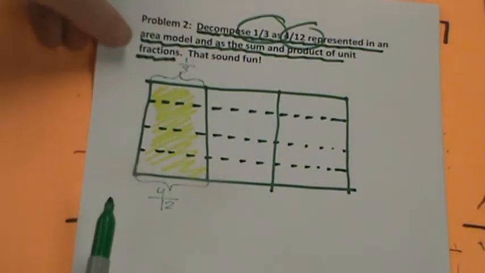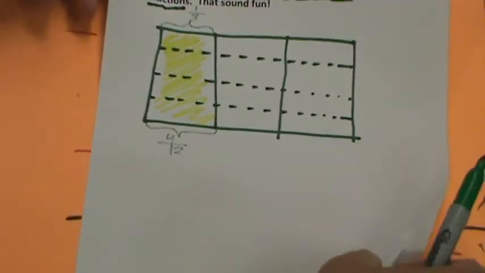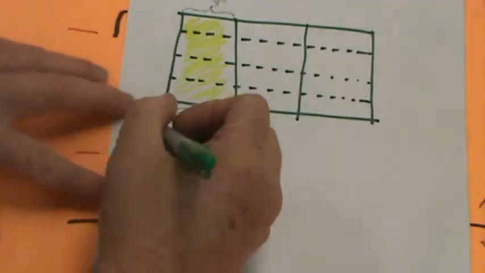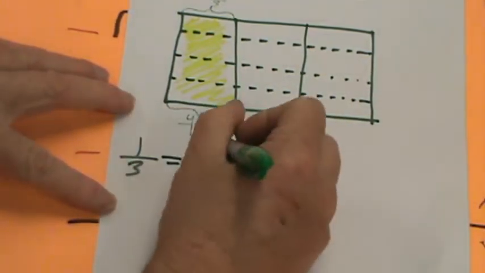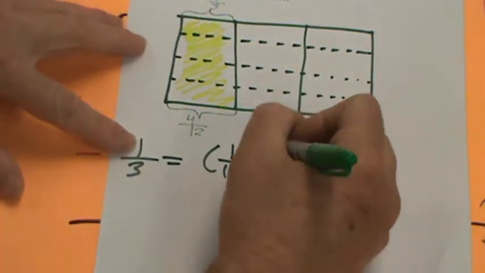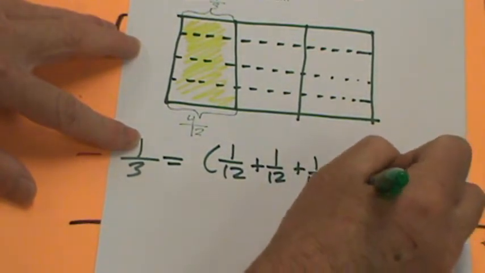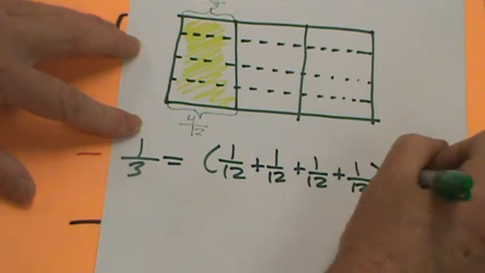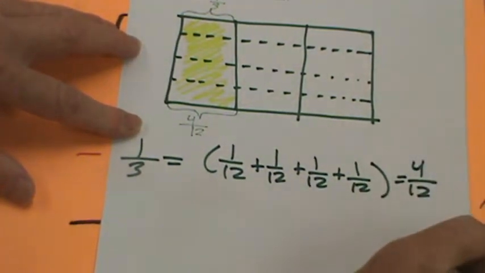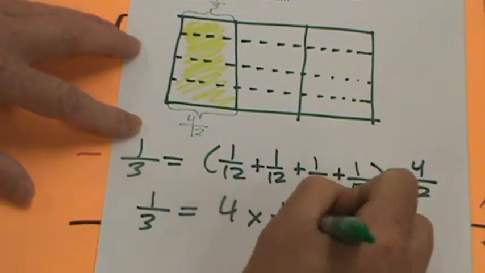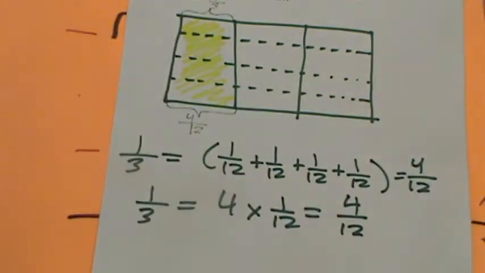So let's go ahead and decompose these and show them as a sum and product of unit fractions. So we would say that 1/3 equals 1/12, right? 1 out of 12 plus 1/12 plus 1/12 plus 1/12. Or we could say 1/3 equals 4 times 1/12. That equals 4/12. Alrighty. Moving right along, let's get to concept development problem 3.